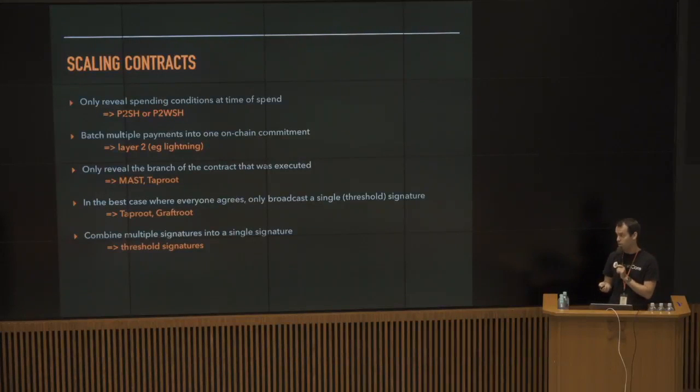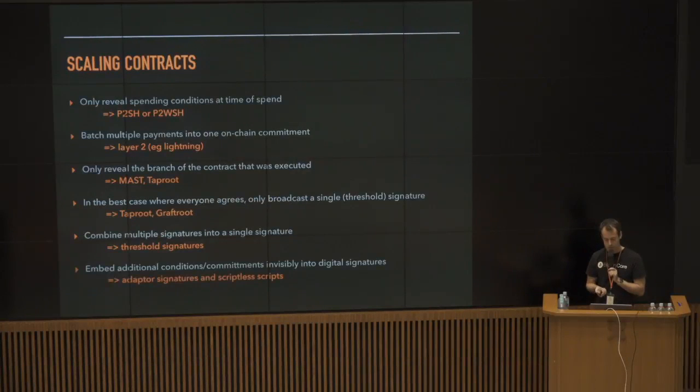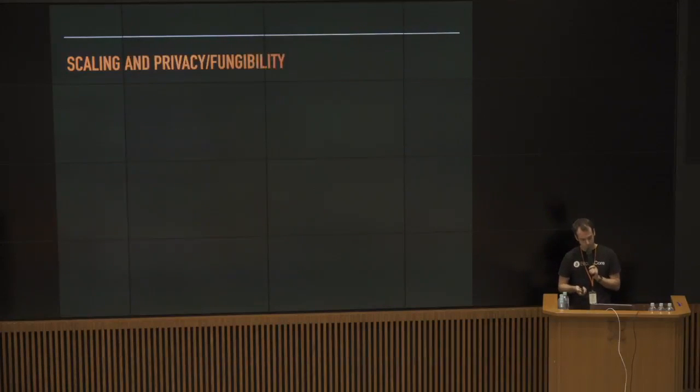You can combine multiple signatures into a single signature, so that's threshold signatures. In Schnorr that is very easy to do. And then you could embed additional conditions or commitments into a digital signature. Things like adaptive signatures and scriptless scripts do that.